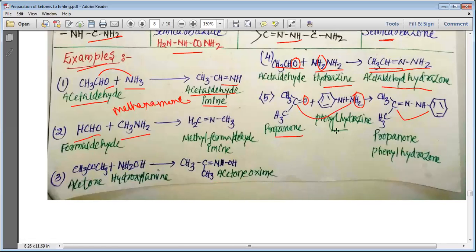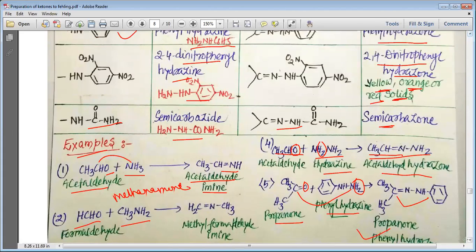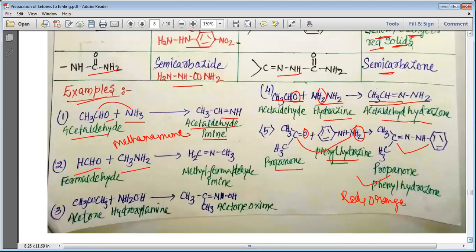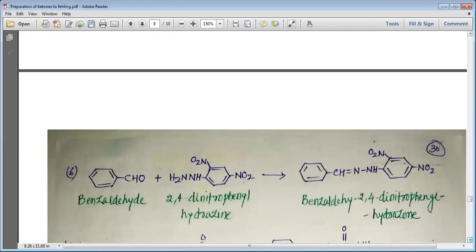So propanone, when it reacts with phenylhydrazine, we get propanone phenylhydrazone. Please remember it may be a red, orange, or yellow colored substance. So please remember that it may be the red, orange, or yellow substance that we get as a phenylhydrazone.